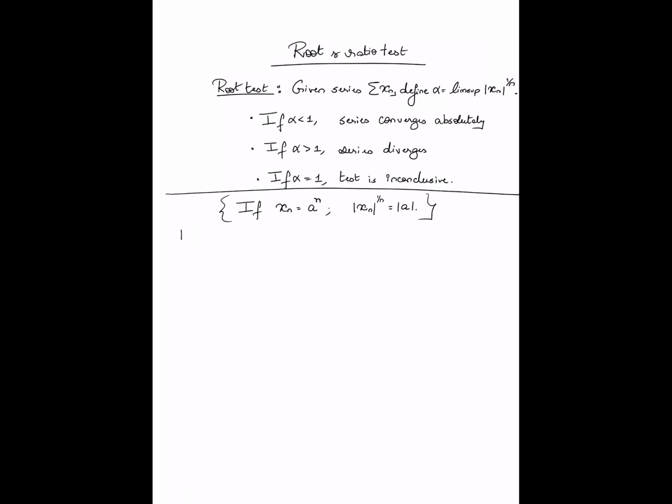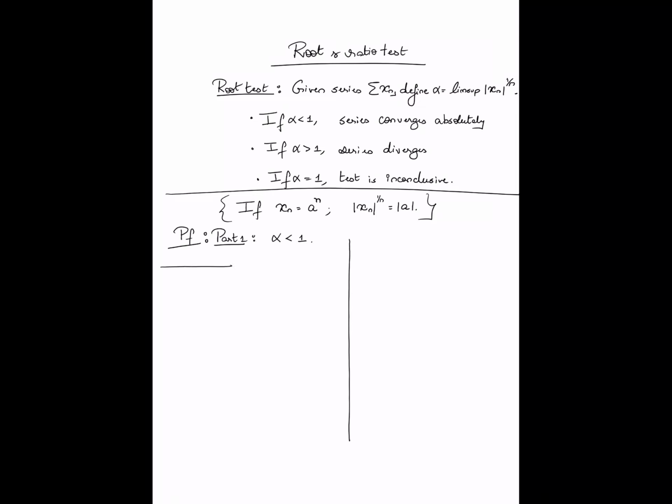Now let's get to the proof. Right, now there are three parts to the proof, of course. The case where alpha is less than 1, the case where alpha is greater than 1, and then finally the inconclusive part. So let me start with the first part where alpha is in fact less than 1.